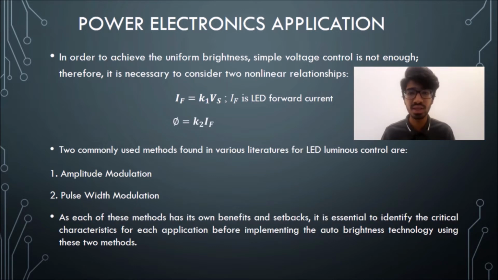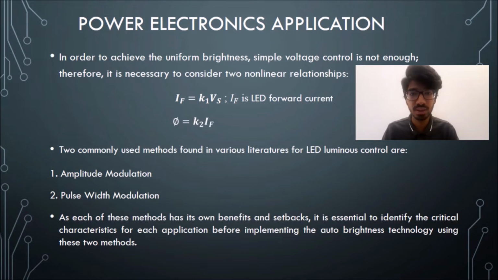Therefore, it can be said that the practical realization of an LED driving circuit with automated dimming ability depends on the assumed rule of LED luminous control. Two commonly used methods found in various literatures of LED luminous control are amplitude modulation and pulse width modulation. As each of these methods has its own benefits and setbacks, it is essential to identify the critical characteristics for each application before implementing the auto brightness technology using these two methods.